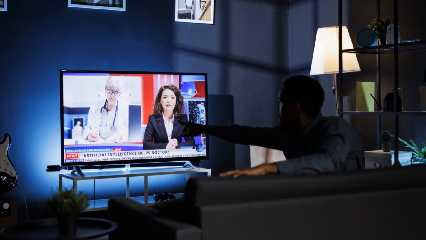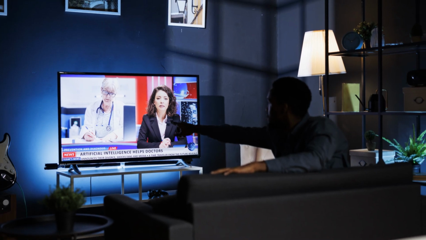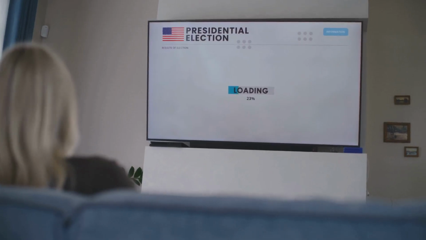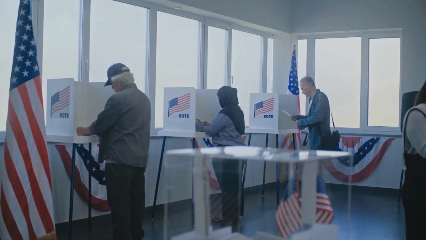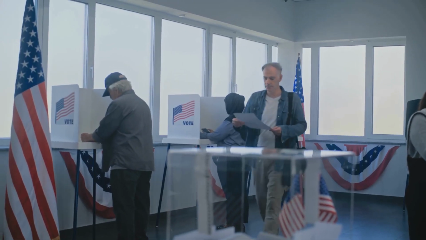On election night, everyone's glued to their TVs, watching the results roll in. But remember, it's not over until the Electoral College sings. The popular vote matters, but it's the electoral vote that determines the winner.